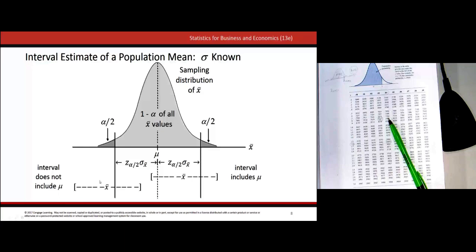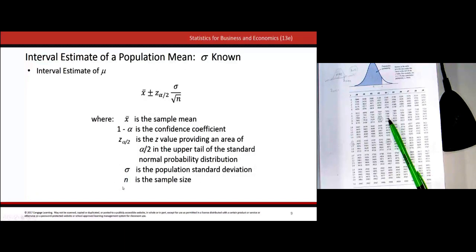For example, you calculate the mean, and calculate the 1 minus alpha percent confidence interval. This interval actually doesn't include the true value of the mean, but this one includes. So different samples will give different results. This one actually includes the value of the mean, but this interval doesn't include. So this is how we calculate the confidence interval if sigma is known.